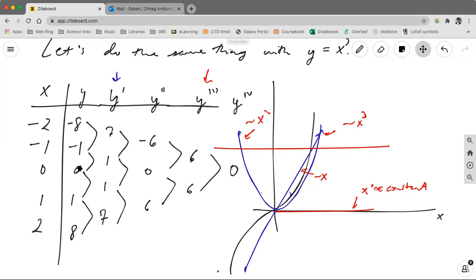So does anyone have any questions about this sort of vague introduction of what the derivative is? Any questions?